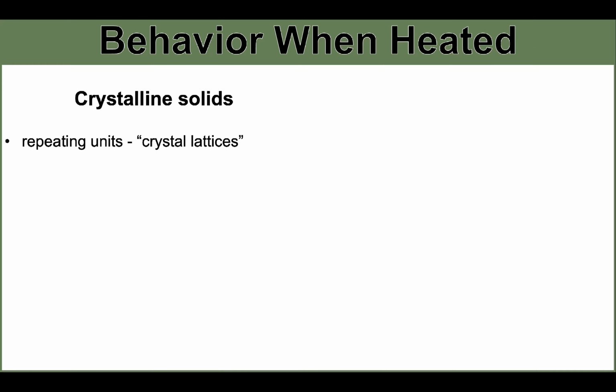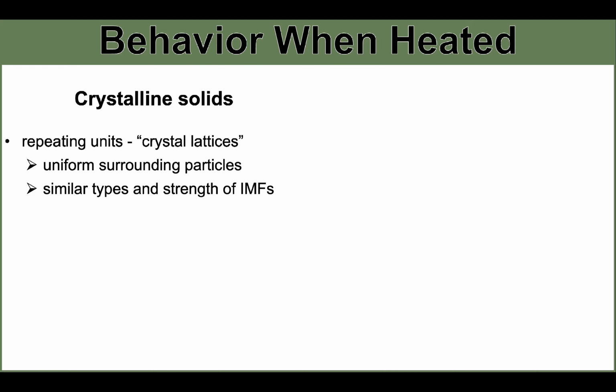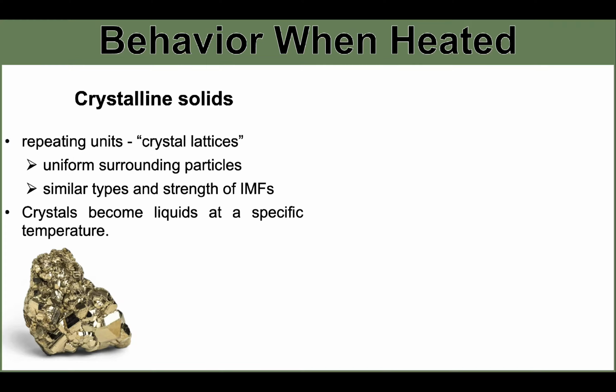Okay, so as I have said, the structures of crystalline solids are built from repeating units called crystal lattices. The surroundings of particles in the structure are uniform, and attractive forces experienced by the particles are of similar types and strengths. So these attractive forces are broken by the same amount of energy, and thus crystals become liquids at a specific temperature, which we call the melting point.